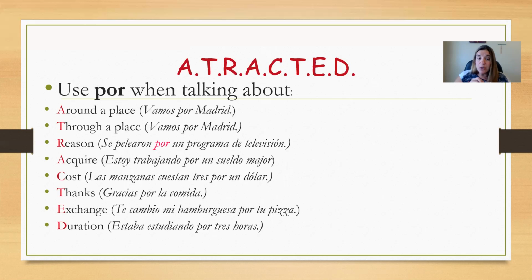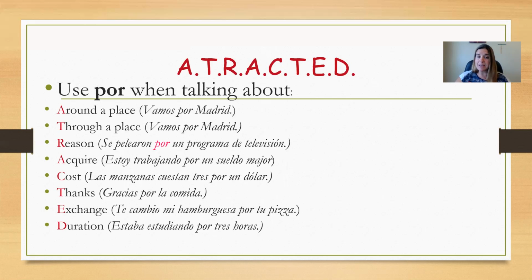Reason, se pelearon por un programa de televisión. They were fighting over a TV program. They both wanted to pick what was on. To acquire something. Estoy trabajando por un sueldo mejor. I'm working for, in order to acquire, a better salary.